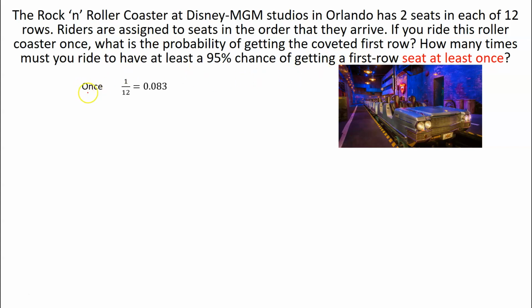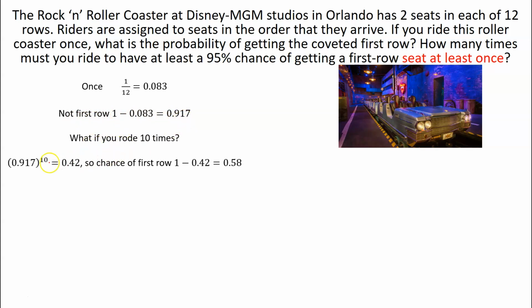Well, let's just look at some basics here. The probability of getting it randomly would be, of course, 1 out of the 12. And so that's 8.3%. Not on the first row, well, that's going to be 1 minus that, which is, of course, 91.7% chance. If you rode it 10 times, well, then it's going to be this times itself 10 times, which actually is going to give us a 42% chance if you switch it over to percent. And so the chance of the first row, so that's not, is 58% chance.